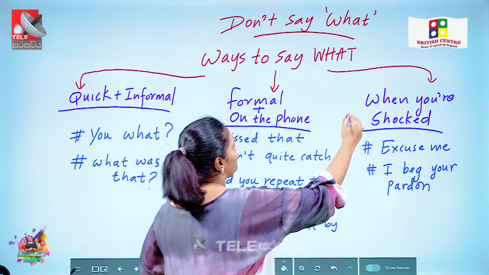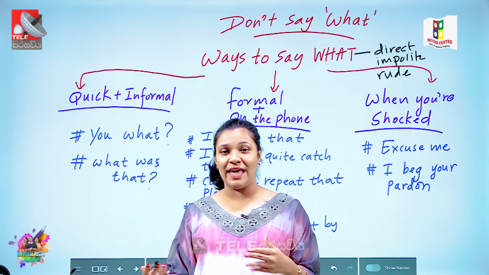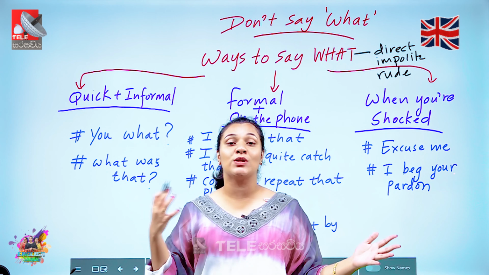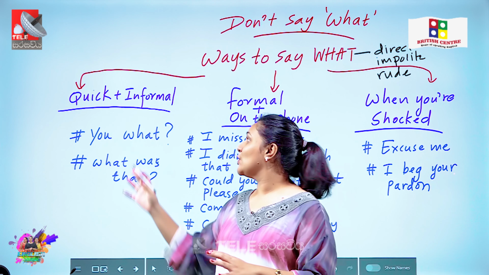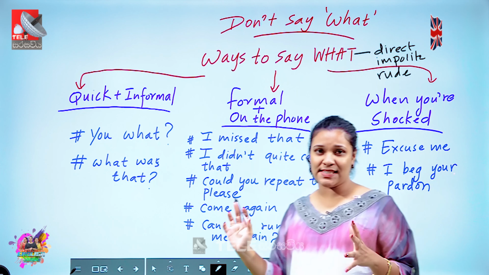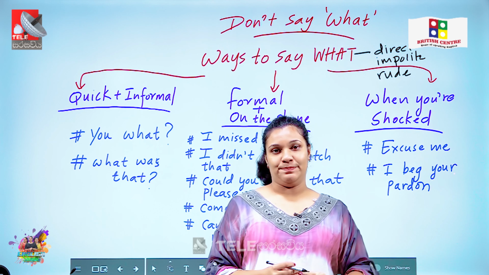So, I have some of the ways to say what. That is quick and informal. What do you mean by informal? So informal in the sense, you better use these phrases or expressions with your friends or with your family, okay? Not with your boss or with your clients or with your lecturers. Okay? So informal. And then there are some ways to say formal and on the phone, okay? And then when you're shocked, right?